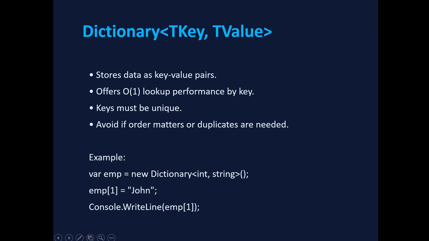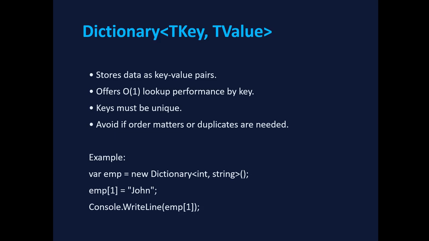So this is called a dictionary. What is a dictionary? It's a key value mapping, and it offers lookup performance by key. If you want to access a value, you have to provide the key, then it will get the value. The key must be unique. Avoid if order matters and duplicates are needed. If you want order as well as duplicates, a dictionary won't accept that.